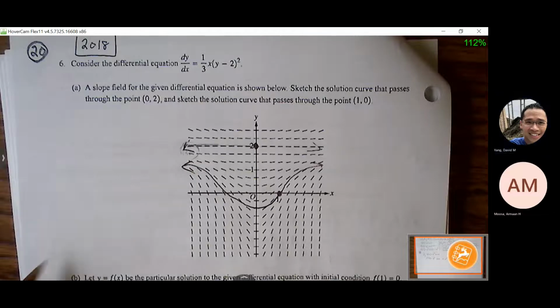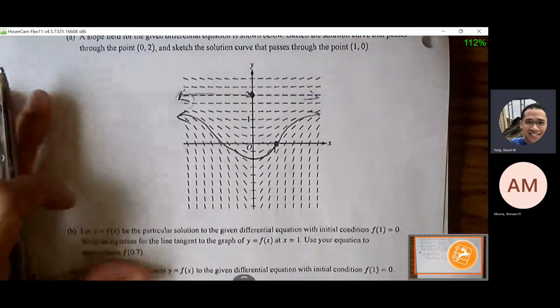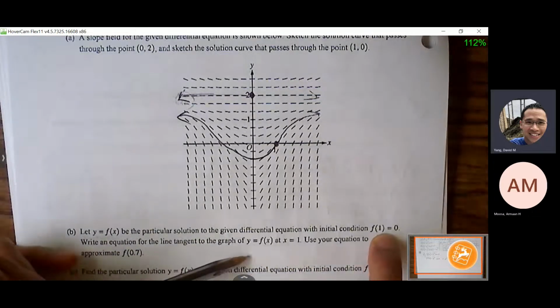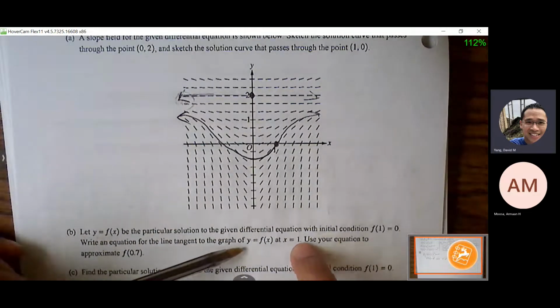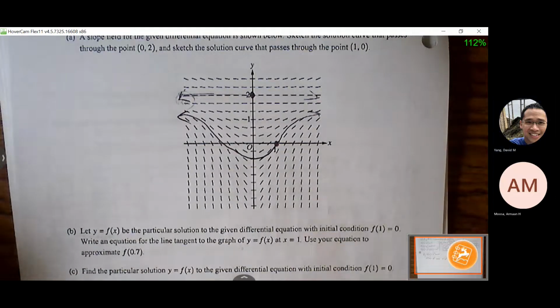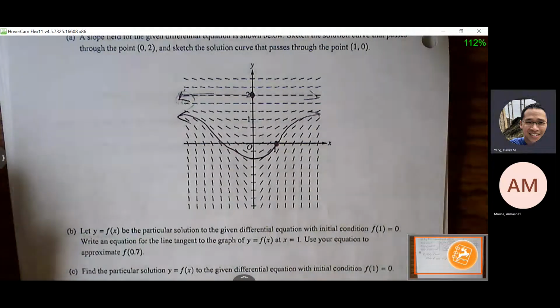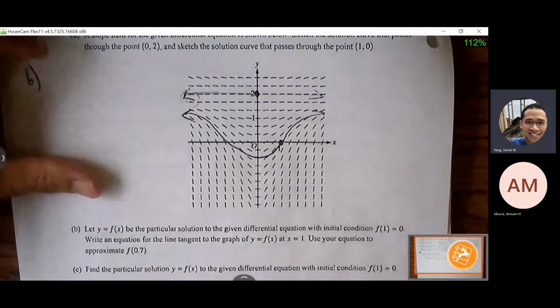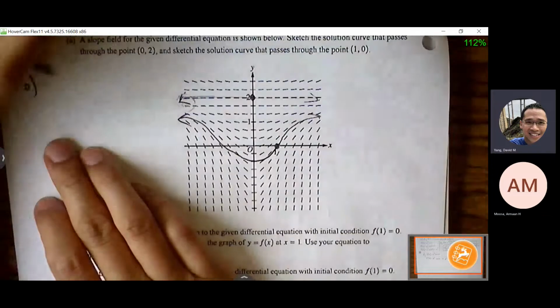Part D, let f of x be the particular solution. We have our ordered pair, we want to find the slope. We'll do point slope form, and then we can do linear approximation. Okay, so I'm going to put this up here. I'm going to save that bottom space for part C. Okay, my point is (1, 0).